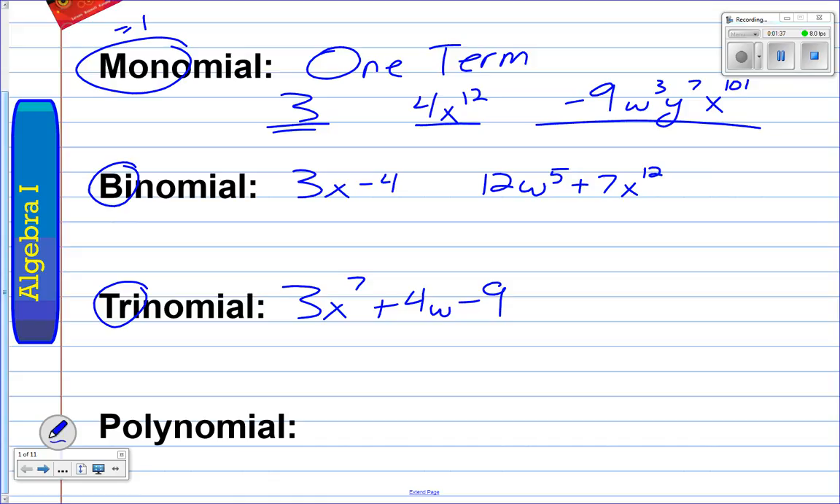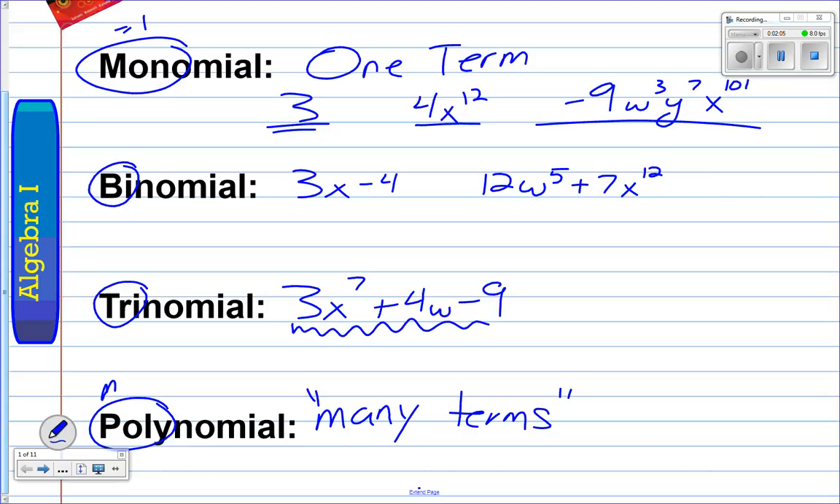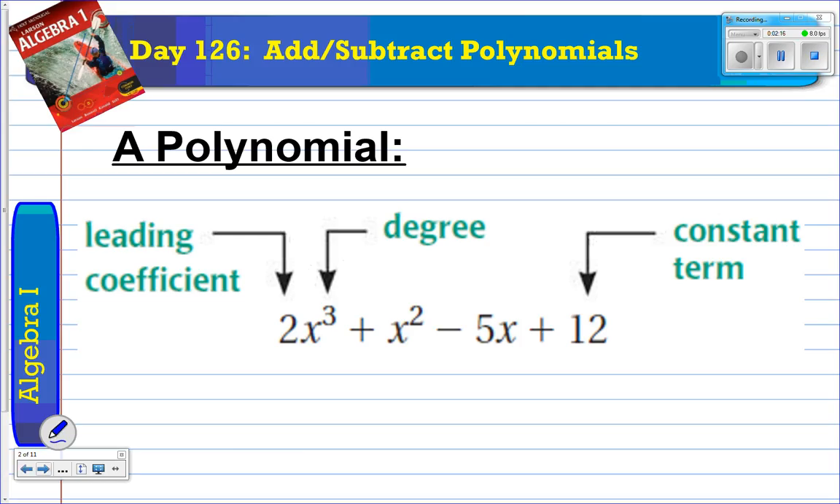Okay, a polynomial. The official definition of a polynomial is the sum of monomials. So if I were to add a bunch of monomials together, like this is a sum of 3 monomials, making a trinomial. Each one of those is a monomial, right? Each one of those is one term. A polynomial is something with many terms. Okay, poly means many. The official mathematical definition of a polynomial is a monomial or the sum of monomials. So a monomial would actually still be a polynomial.